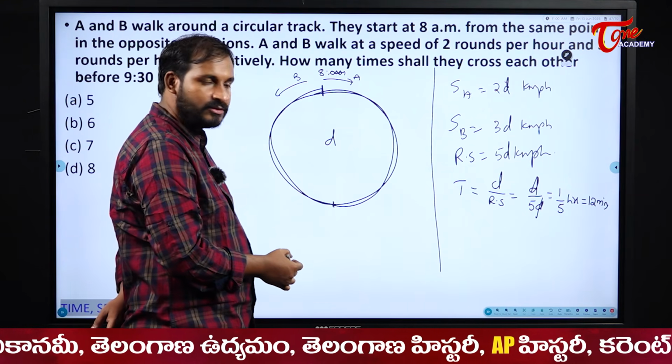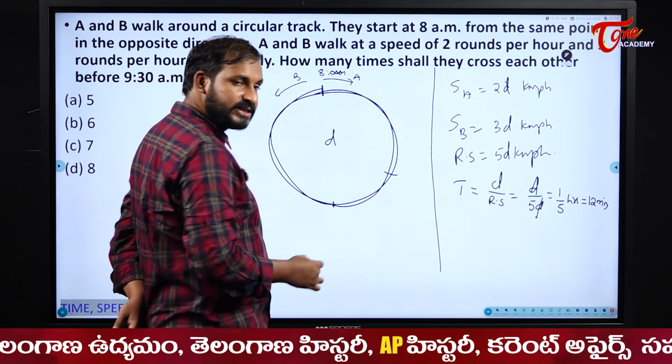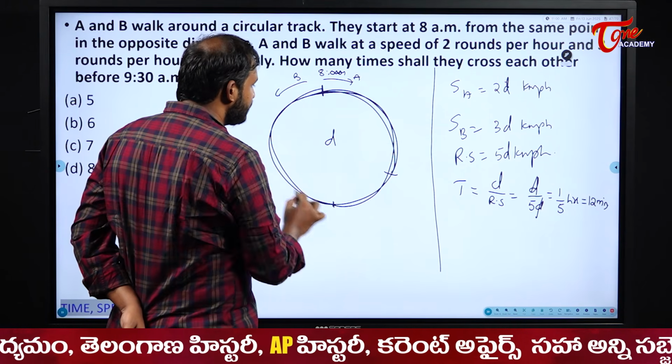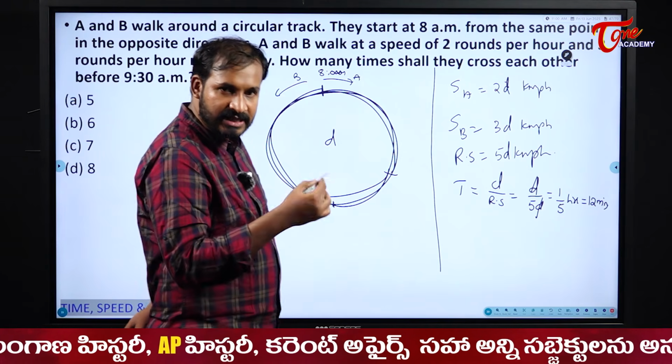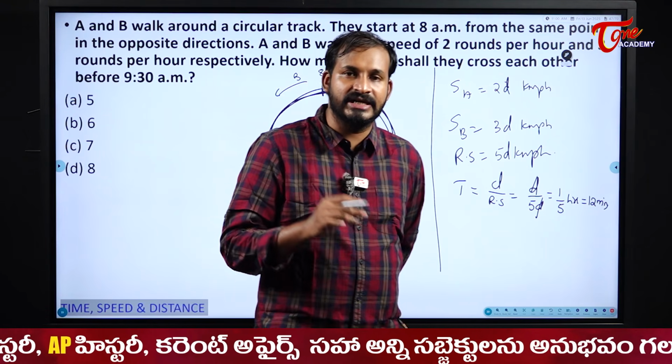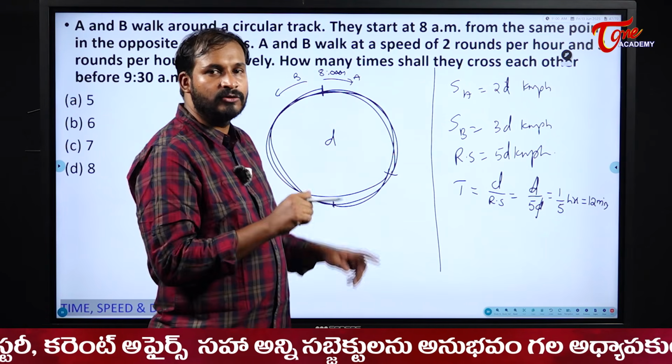Will it be changed? No. Next time they met at this point, once again the distance between them is the same distance D. So in a circular path, this is the advantage: always the distance remains constant between the two persons.